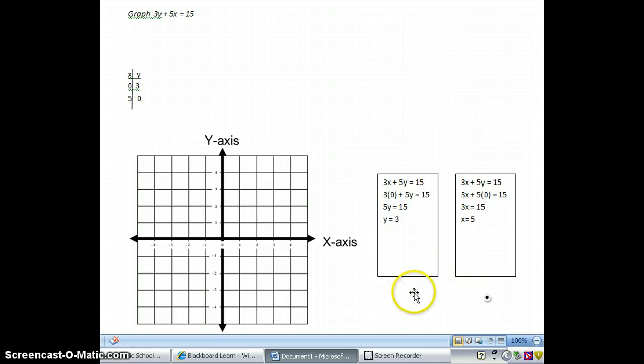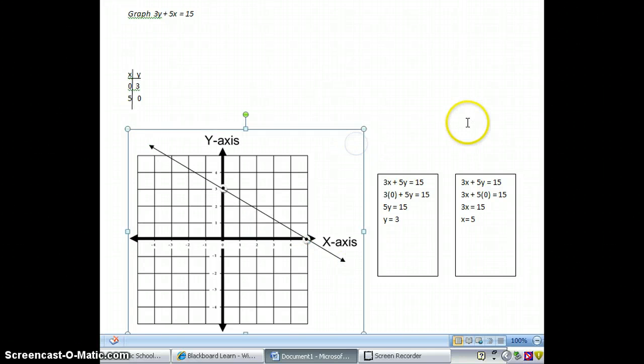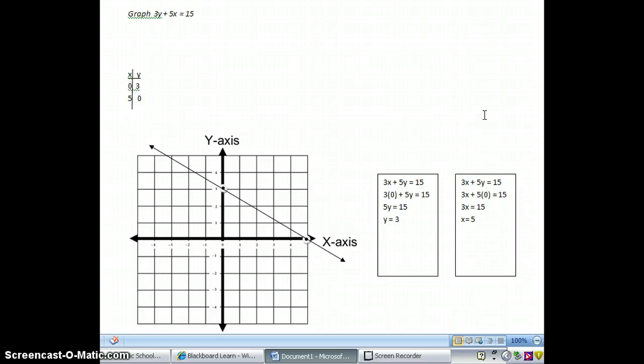So notice what I've got is 0, 3, which is right here, and I've got 5, 0, which is right here, and then I'll come in and draw my line, which goes right like that, and I have my linear equation for 3y plus 5x equals 15.